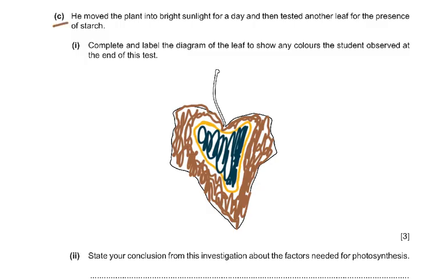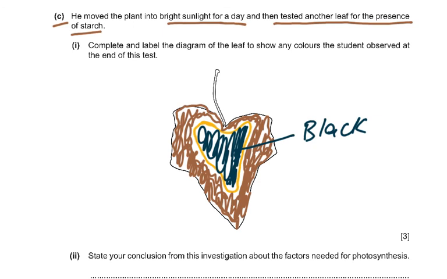Then in part C, he moved the plant into bright sunlight for a day and then tested another leaf for the presence of starch. Complete and label the diagram of the leaf to show any colors. So the green area would be black. Why would it be black? Because there would be starch present and it reacts with iodine to give you a blue-black color. But the rest of it would be brown, because there would be no starch present and the iodine brown would remain brown. So this is what you would get, the 3 marks: leaf drawn with two distinct areas, central area indicated as black and the outer area indicated as brown.